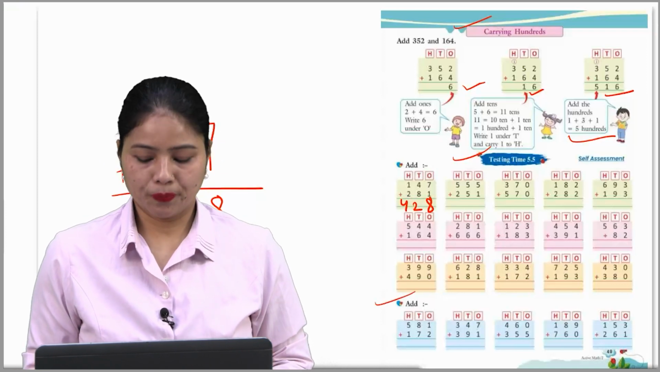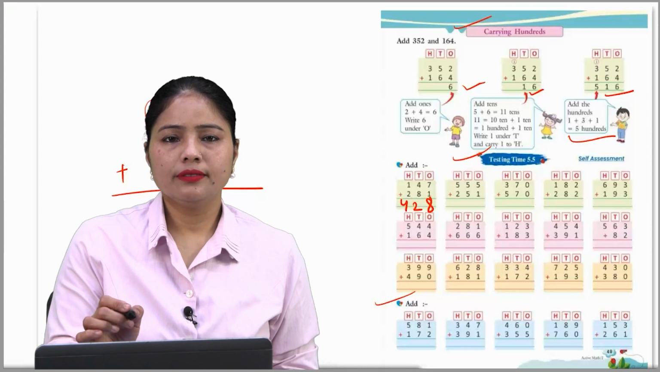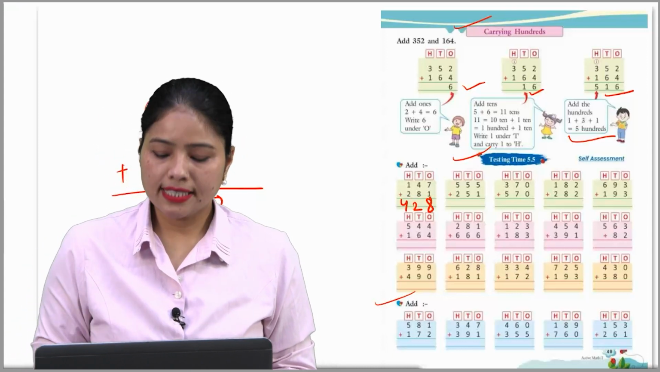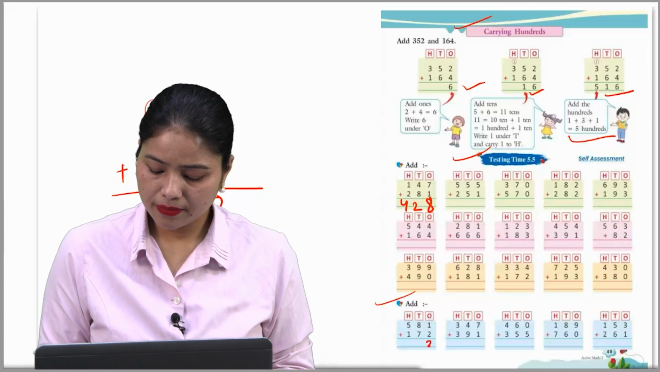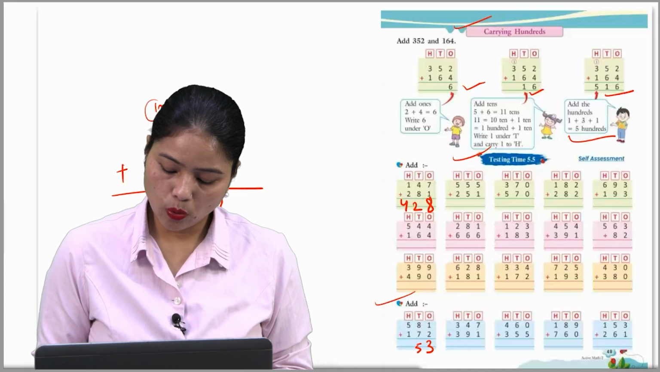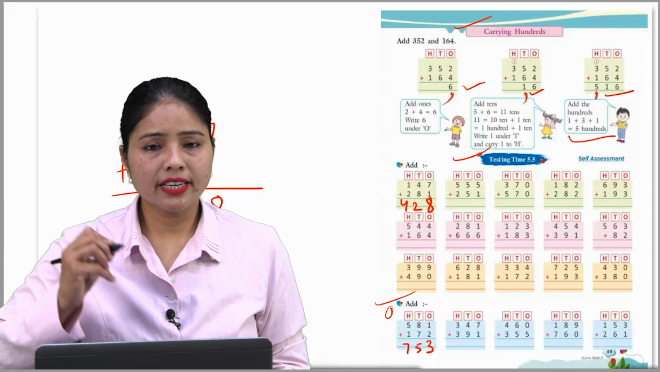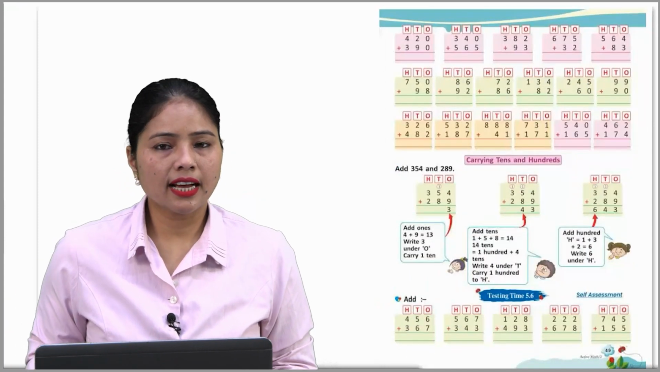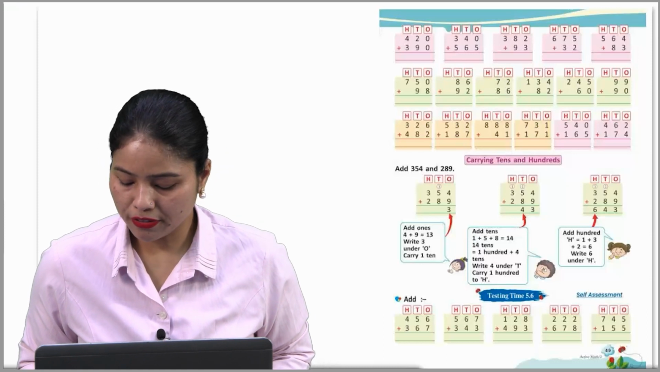Now add 581 plus 172. So 2 और 1 is 3. So write it 3. 8 और 7, 15 का 5. Carry 1. 5, 6 and 7. So 753 is the answer. Okay. So these are the other answers. Questions you have to fill in your own beta.